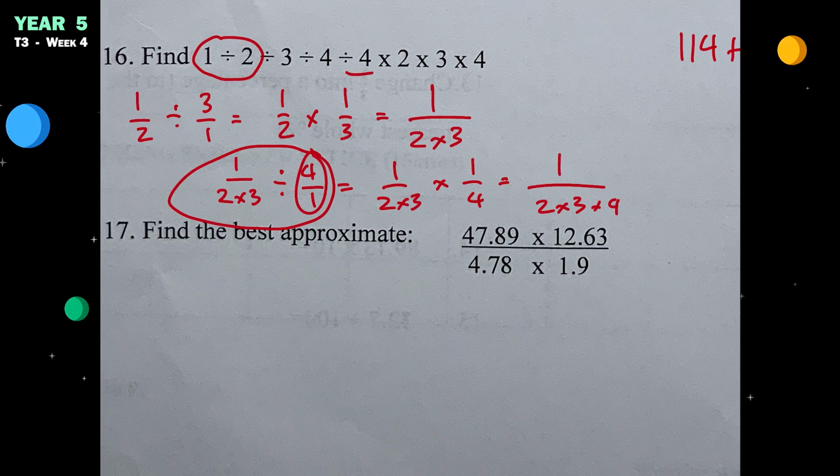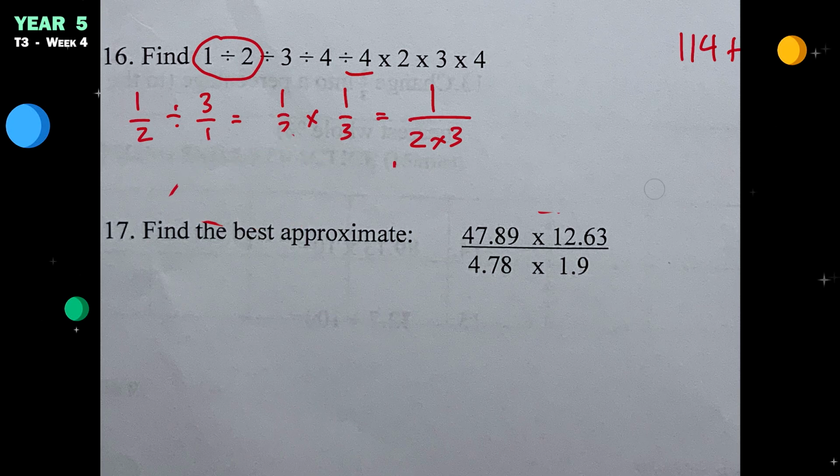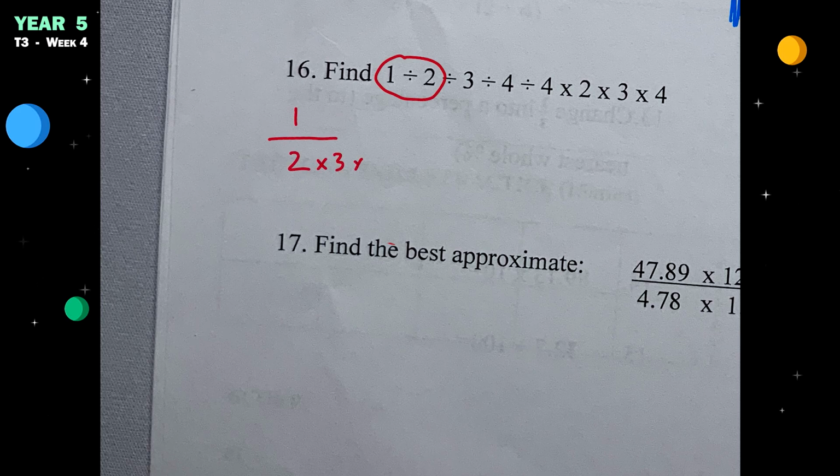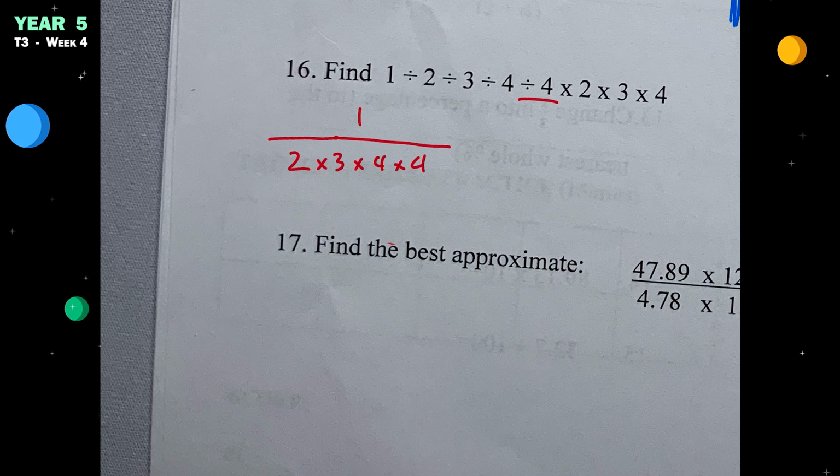So can you see the pattern? So the pattern is this. I'll show you the pattern. So when you have 1 divided by 2, you have 1 over 2. You divide by 3, the 3 goes down here. Divide by 4, 4 goes down here. Divide by 4 again, 4 goes down here. So all of this is going to translate into that.